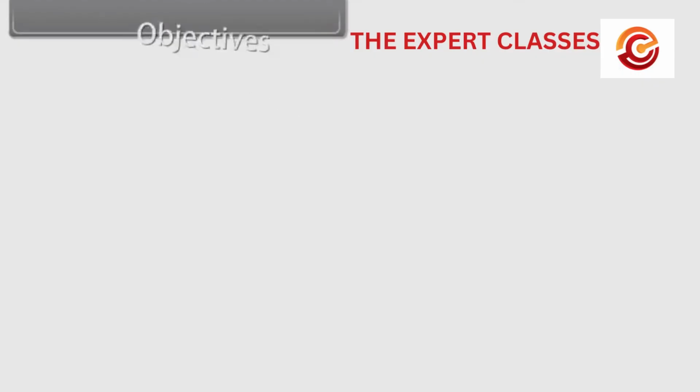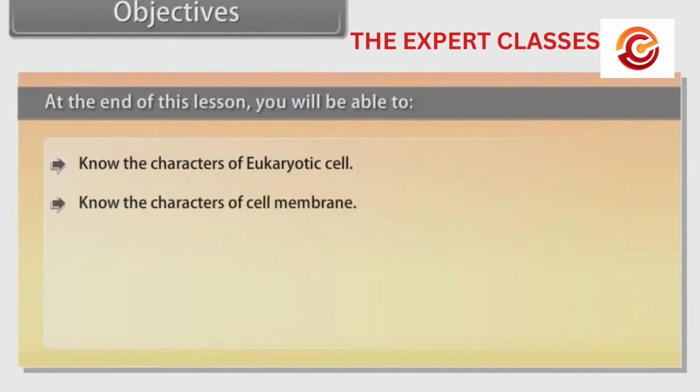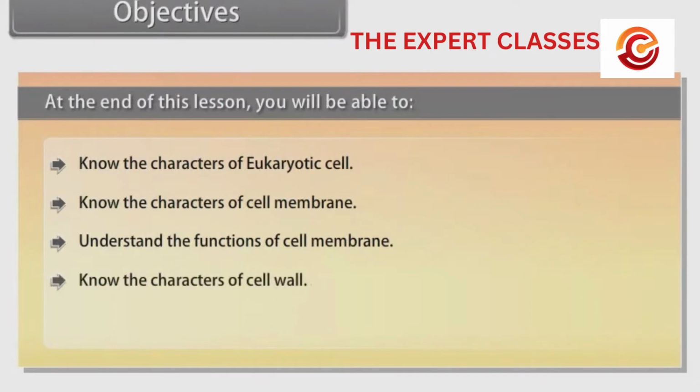Objectives. At the end of this lesson, you will be able to know the characters of eukaryotic cell, know the characters of cell membrane, understand the functions of cell membrane, know the characters of cell wall, understand the functions of cell wall.